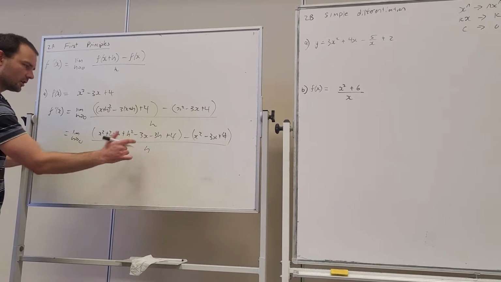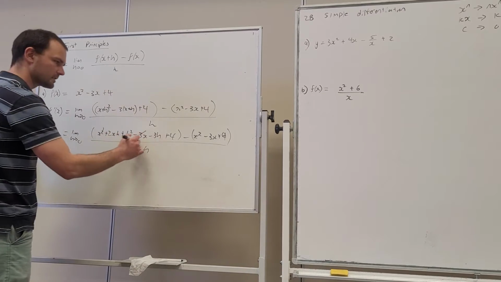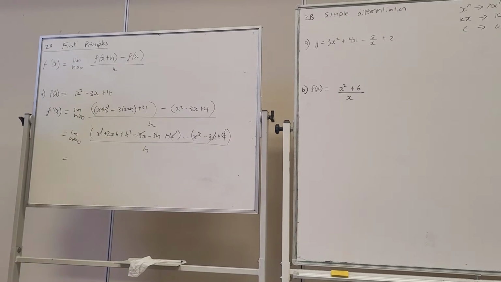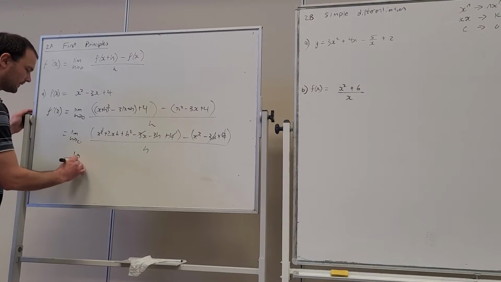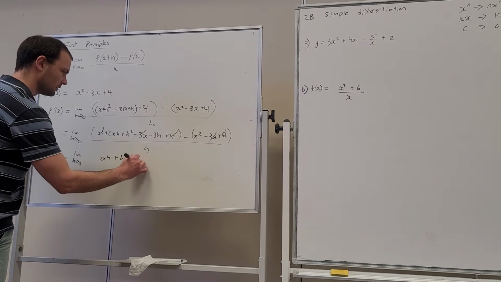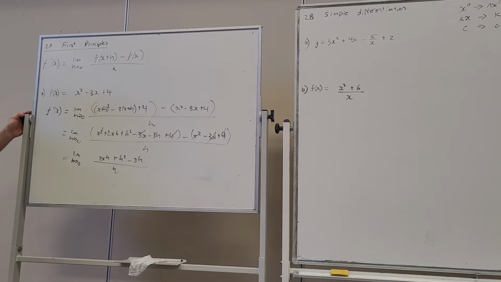We're looking for like terms. We're going to have x squared take x squared, that will cancel. We're going to have minus 3x take minus 3x, that will cancel, and then 4 take 4. And every term we're left with, we know we're on the right track if every term that we have left over has an h in it. We've got 2xh plus h squared, take 3h on top of h. Factorise and cancel h.